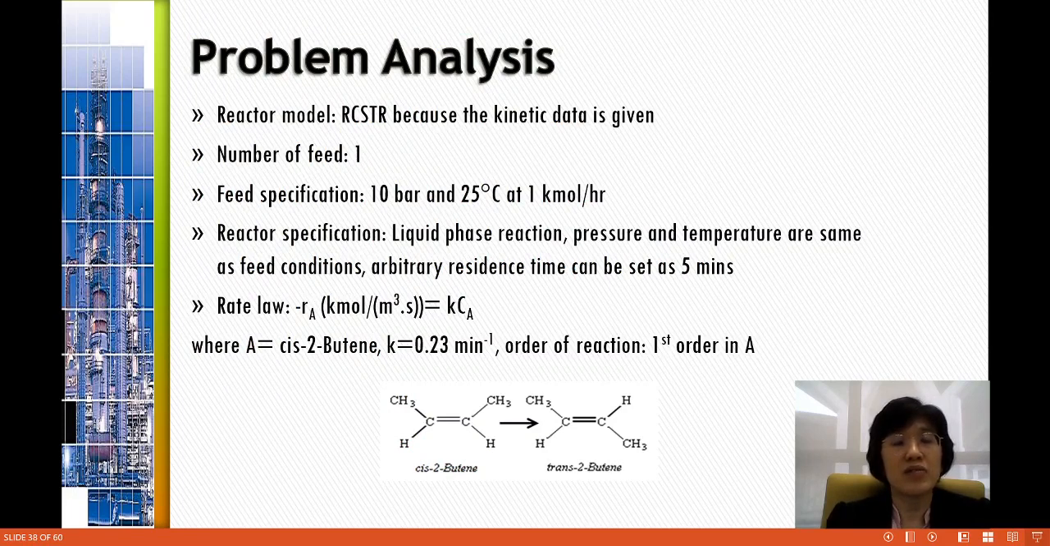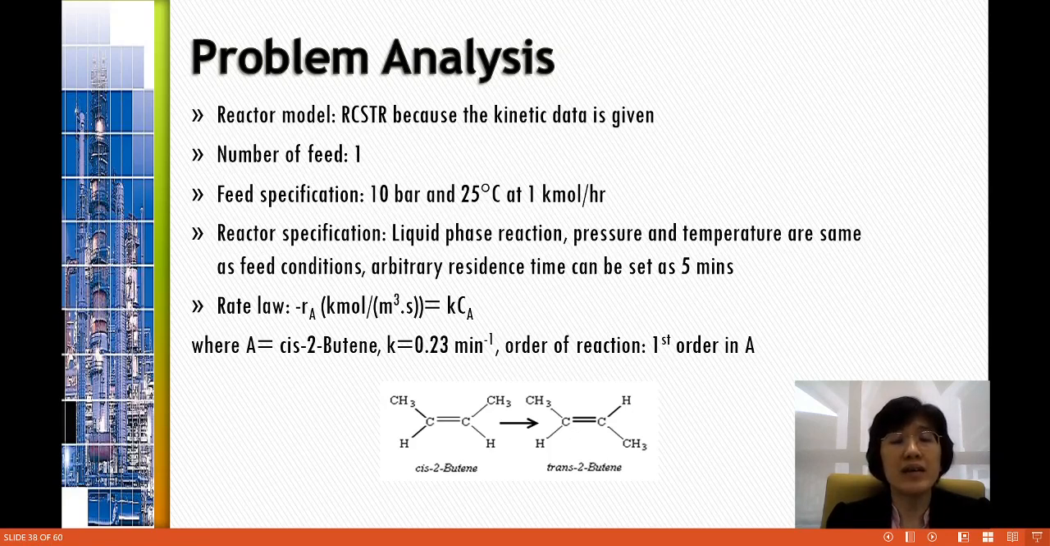For CSTR, of course, we have to use RCSTR for the simulation. The number of feeds is only one, with the condition of 10 bar, 25 degrees C at 1 kilomole per hour. And the reactor is at the same temperature and pressure as the feed. And remember, the reaction is in liquid phase. You have to set the reaction as liquid phase. Later on you can choose accordingly. And the residence time, to start with, you can set as 5 minutes.